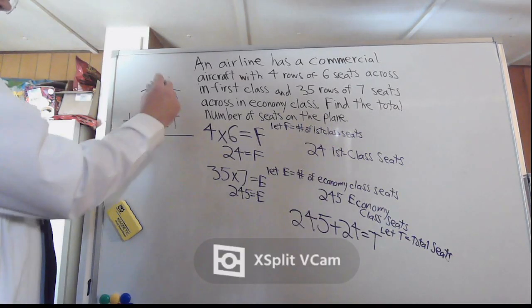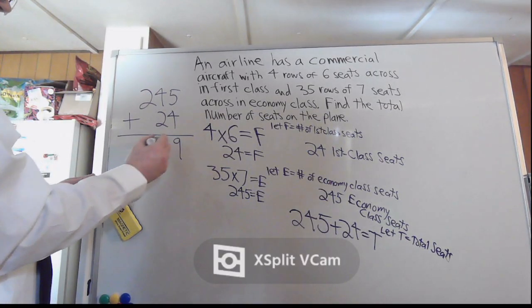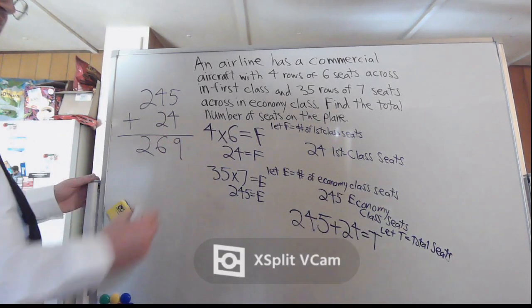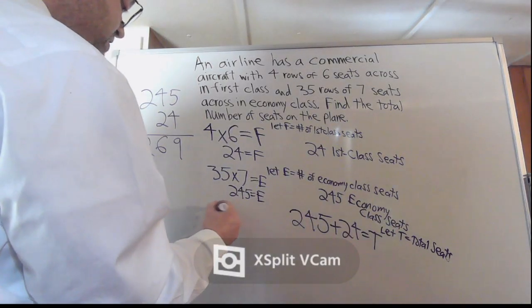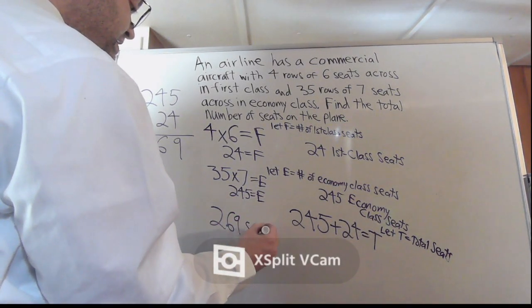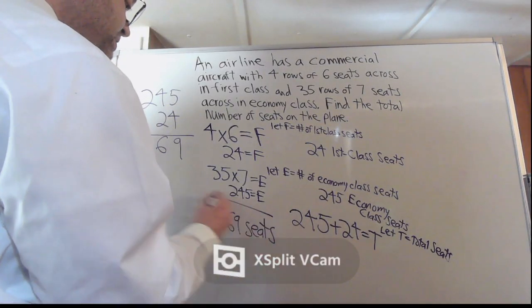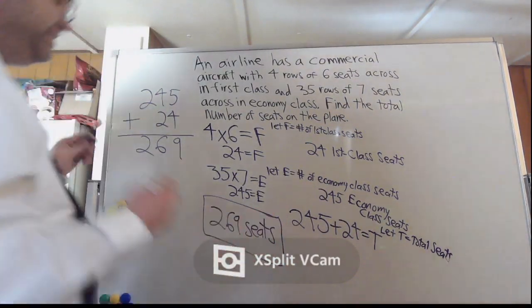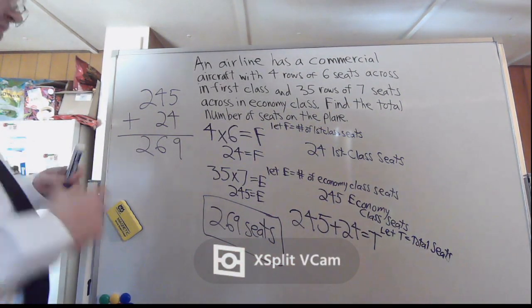So we add them up. 5 and 4 is 9. 4 and 2 is 6. 2 and 0 is 2. So there are 269 seats on the plane. After having added all this up, there are 269 seats. And that would be your final answer.